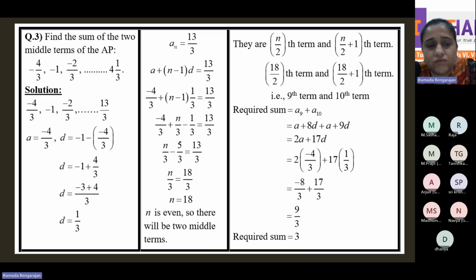Using the last term, you should find the value of n. And once you find n, if n is odd, there will be only one term in the middle. If n is even, there are two middle terms. So here n is even, so there are two middle terms. The two middle terms are the n by 2th term and the n by 2 plus 1th term, which is the 9th and the 10th term. Now find their sum, A9 plus A10.